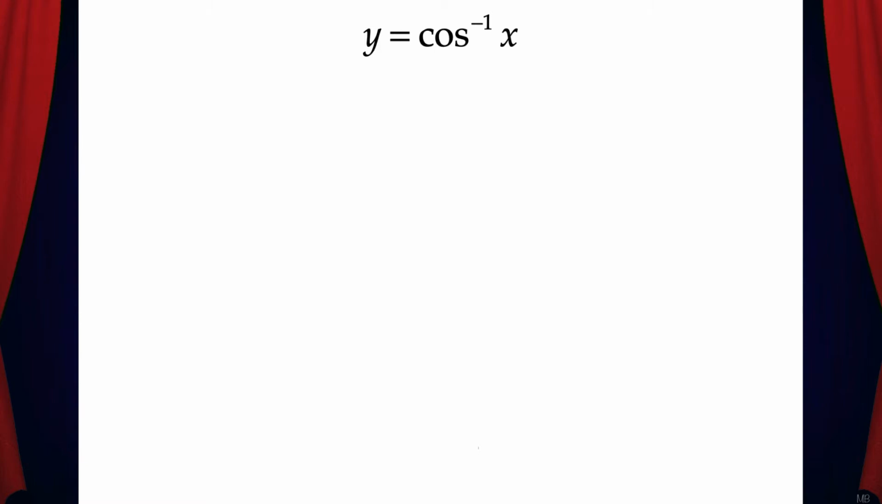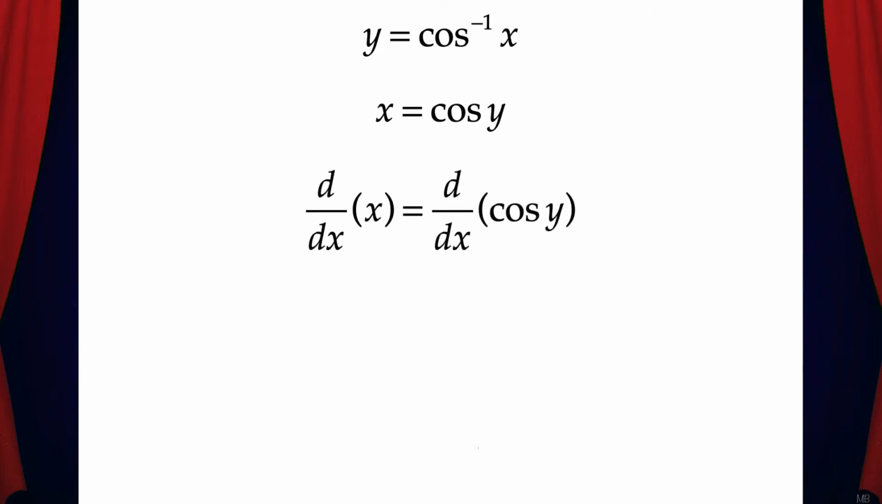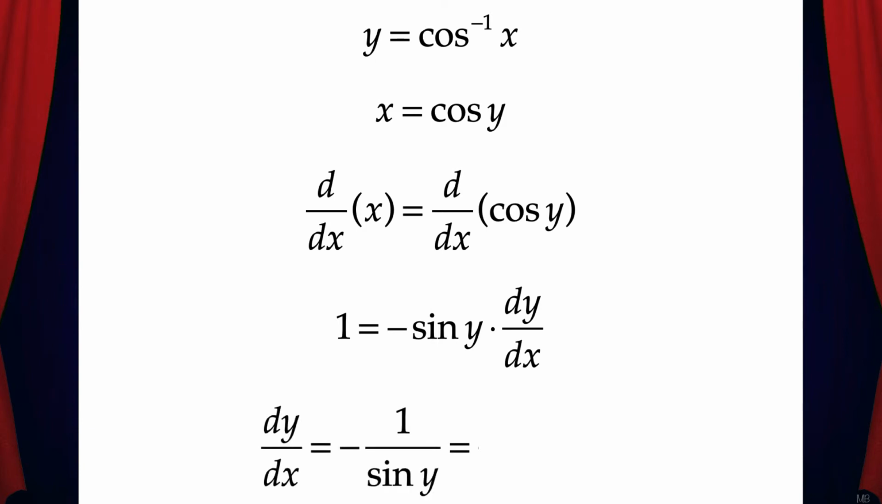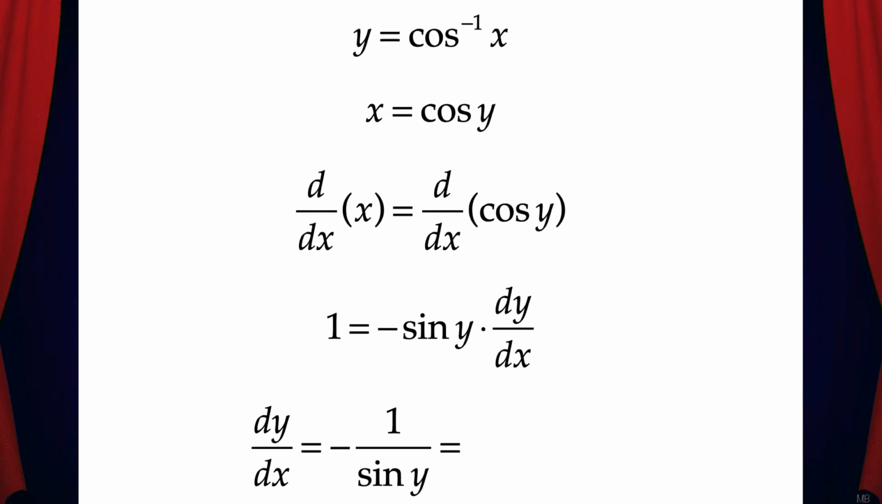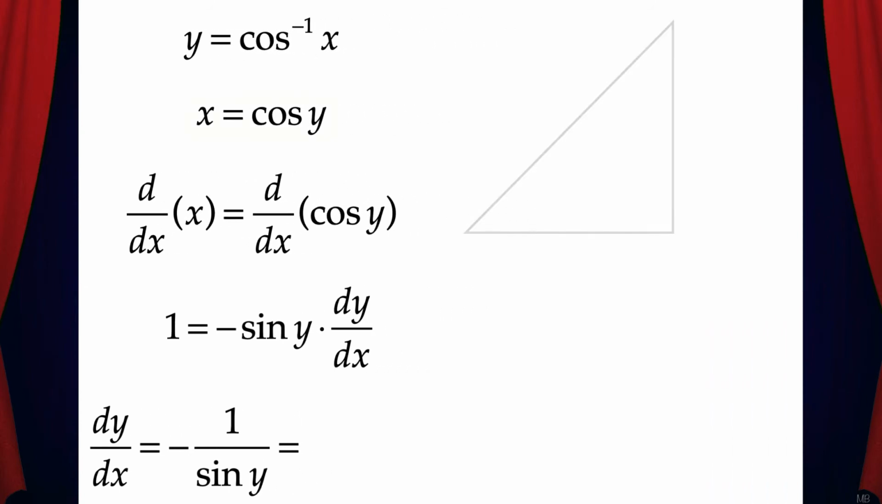If y equals cosine inverse x, that means x equals cosine y. So we can take d dx of both sides, and that gives us 1 equals negative sine y times dy dx. Then we can solve for dy dx, and we get negative 1 over sine y. Now we need to get sine y in terms of x. So let's go ahead and draw a right triangle. And remember, we started with x equals cosine y.